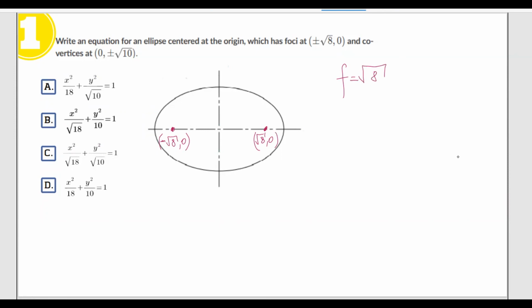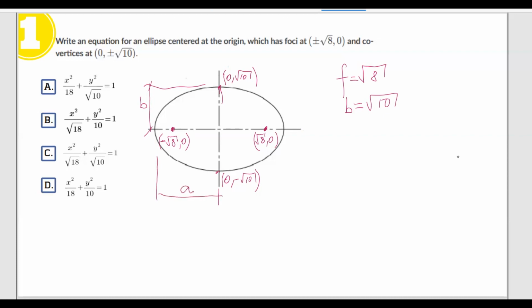And then I'm told that the co-vertices are at 0, plus minus square root of 10. So this point has the coordinates 0, square root of 10, and this point has the coordinates 0, minus square root of 10. And what this tells me is that B equals square root of 10, and this is because this distance, let's show it here, is B, and we know that this distance is A.